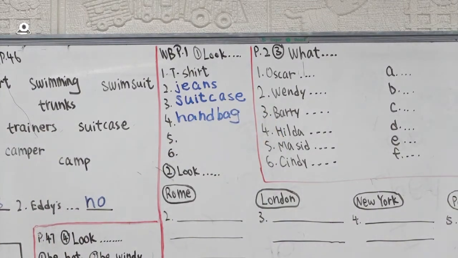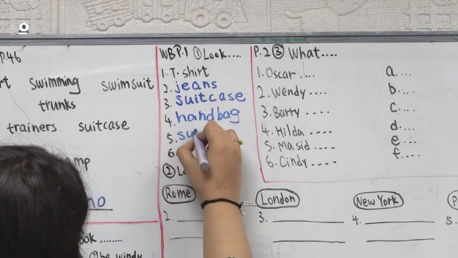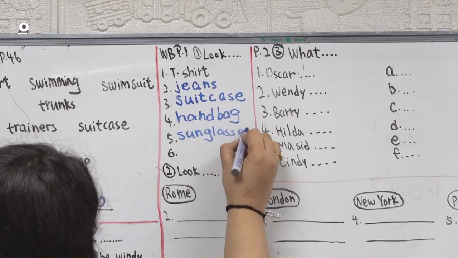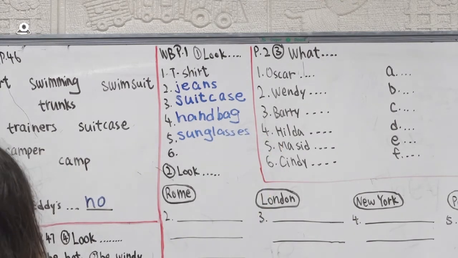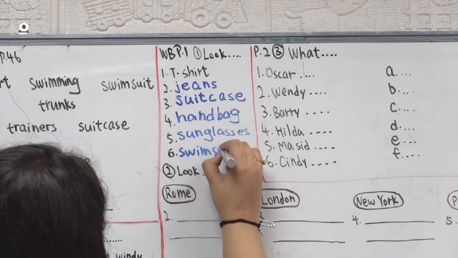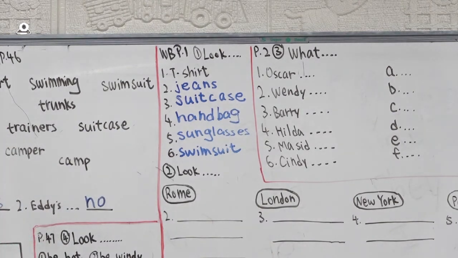5. Sunglasses. How to spell? Sunglasses. 6 is swimsuit. Swimsuit. Okay? So please check your answers.